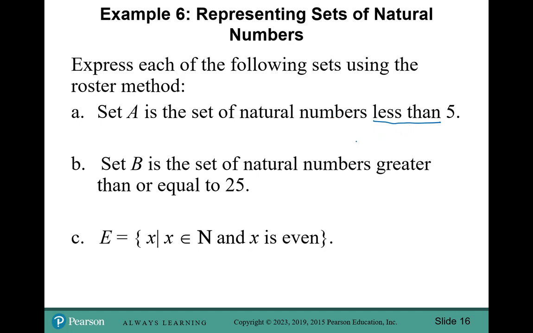So if I try to set this set up, I'm going to say that A equals the set. Now, it's less than 5. Natural numbers start at 1, and they go up. But we want them to be less than 5. So we will stop at the first natural number before 5, because it's not equal to 5, it's strictly less than 5. So the set of natural numbers less than 5 is A equals {1, 2, 3, 4}.